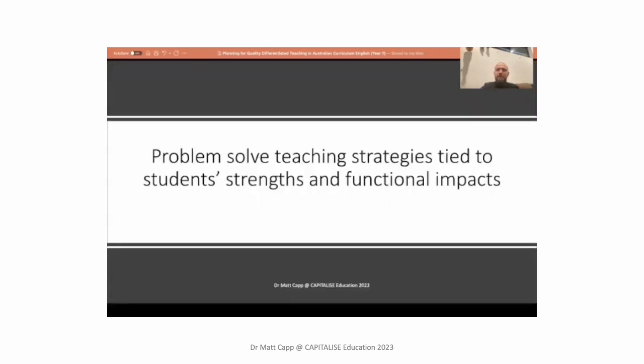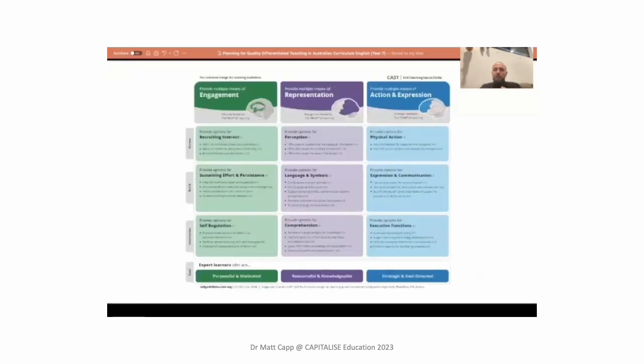Now that we've identified our common characteristics, our associated strengths and functional impacts, we need to problem solve around strategies that we can tie to those. And this is where the UDL framework becomes very useful. The UDL framework is not a set of strategies, but a problem-solving tool, so when we think about our students' strengths and functional impacts, we can look at the framework and solve around strategies that can be used to target those.